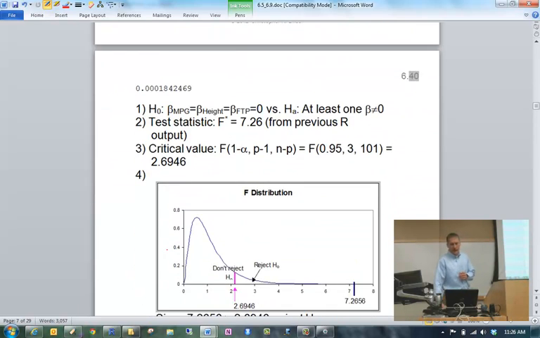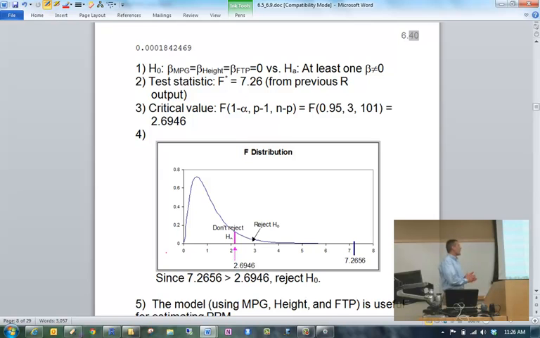So let's go ahead and do the test quickly. Step 1, state your hypotheses. Notice all the betas are equal to 0 in H0. The test statistic from the output is 7.26. The critical value is 2.69. For step 4 here, I decided to actually draw out what we're doing.